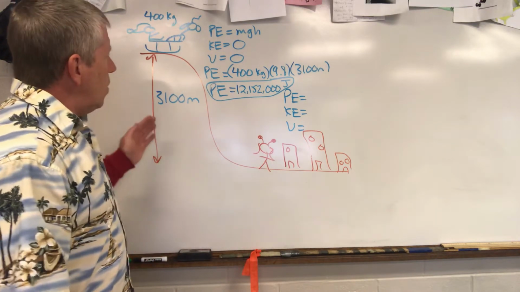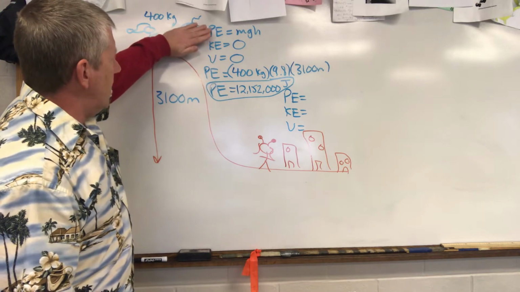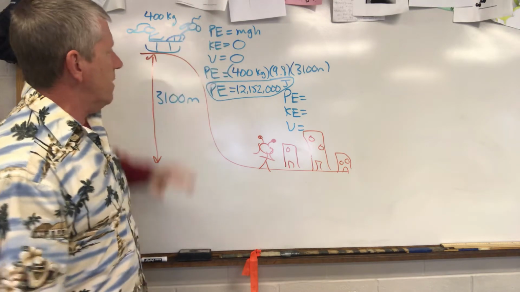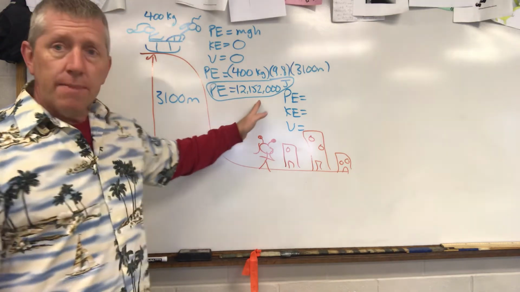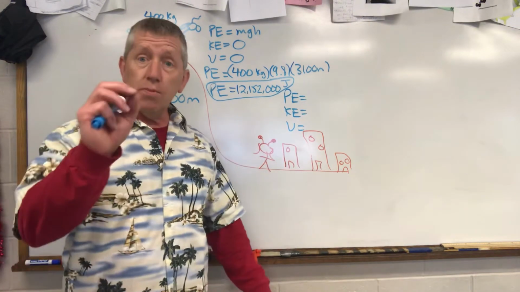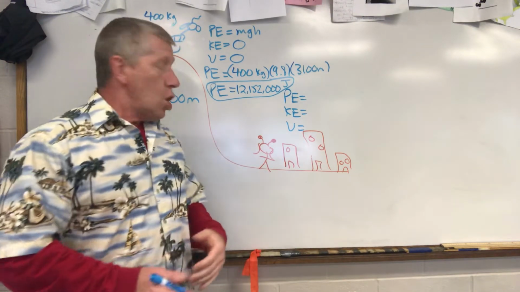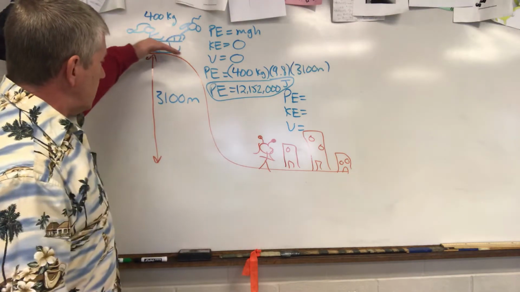Okay, so now we have figured out how much potential energy, kinetic energy, and velocity we have at the top of Mount Crumpit. Now I'm going to take this 12,152,000 and solve for one of these at the bottom, assuming no friction. Now, that's a huge assumption, but let's assume for this problem there's no friction between the sled and the runners in the snow.